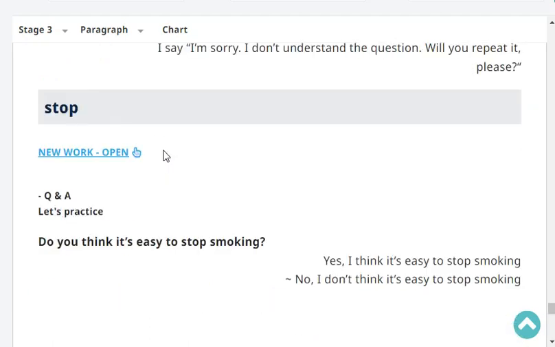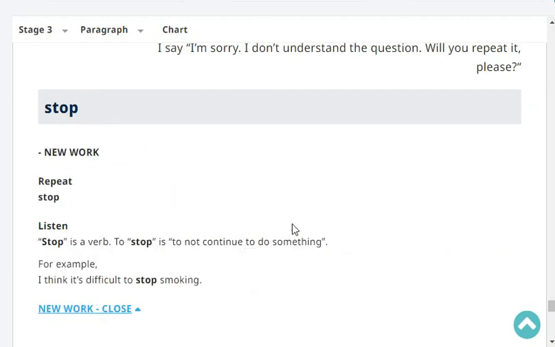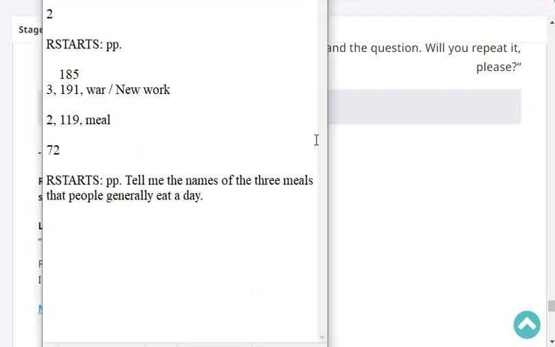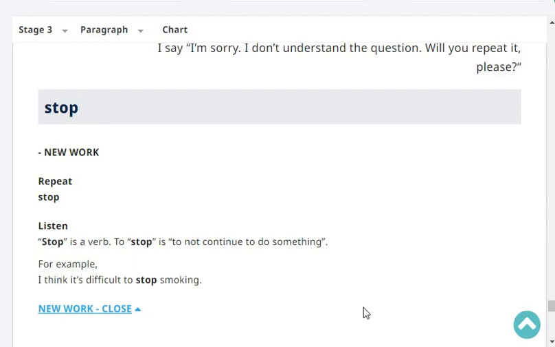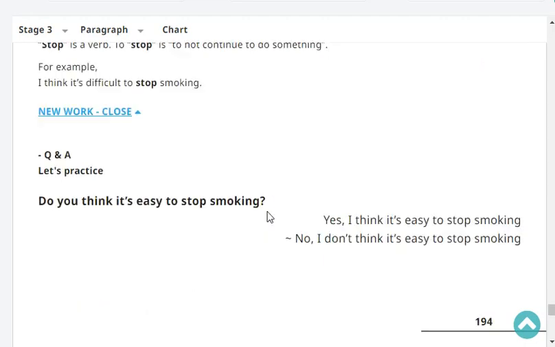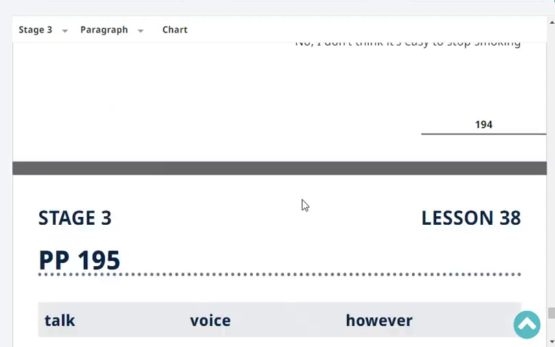Next, repeat. Stop. Very good. Okay, listen. The word stop is a verb. To stop is to not continue to do something. For example, I think it's difficult to stop smoking. Okay, let's practice. Do you think it's easy to stop smoking? Yes or no? No, I don't think it's easy to stop smoking. Very good.